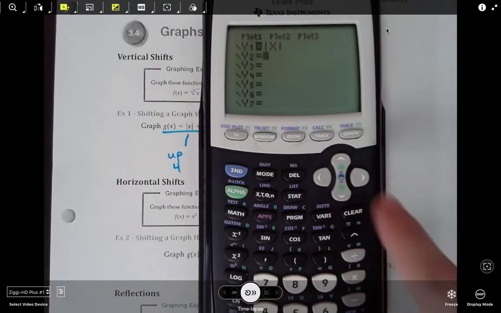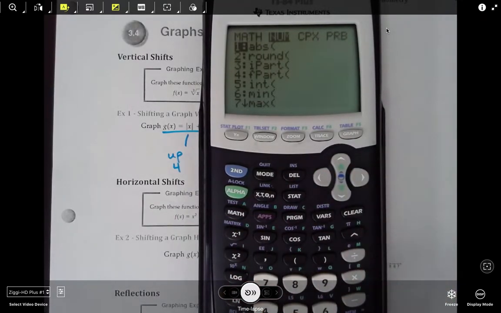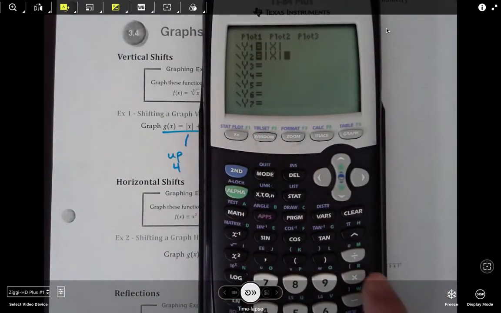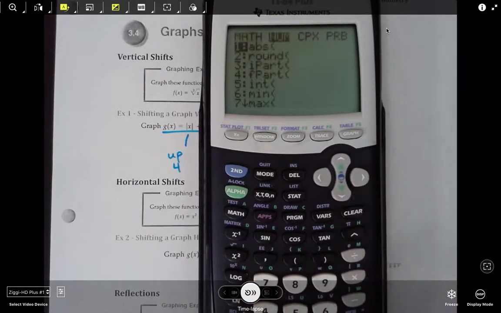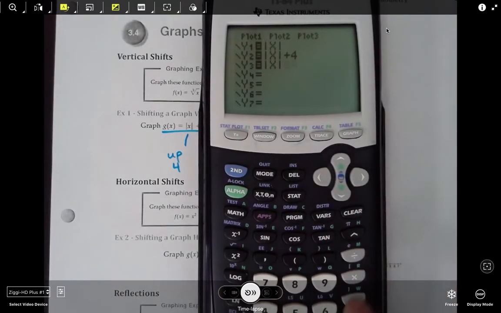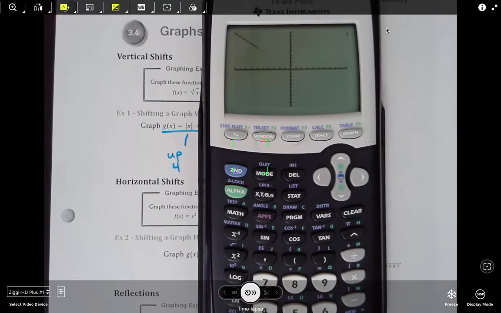And then the second one, I'm going to have it graph all of these for me. So math, absolute value of x, and then I'm going to do, what is it, plus 4? Plus 4. And then I'm going to do it again. Math, absolute value, x, minus 3. Enter. Graph. There's my first one. There's my second one. There's my third one.